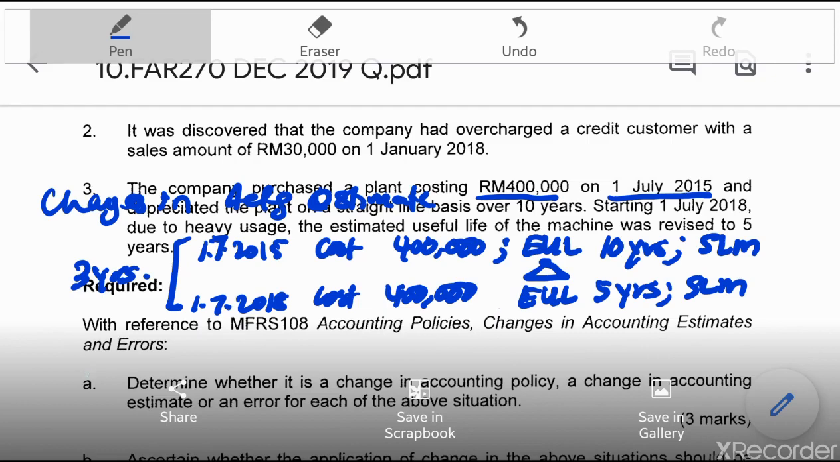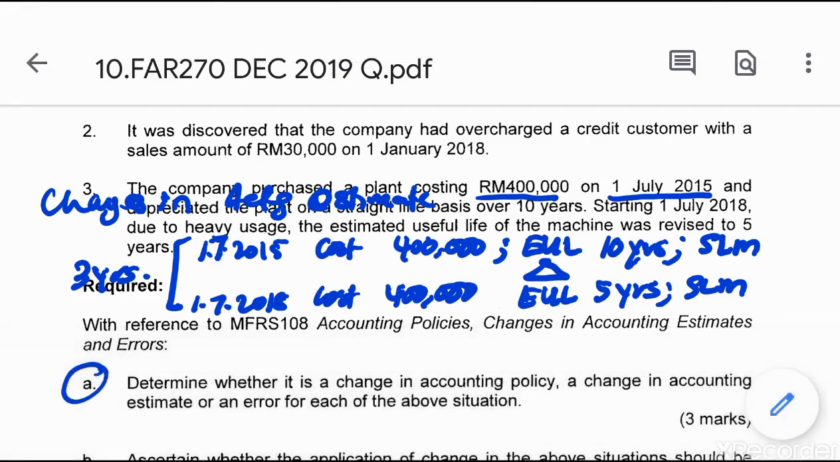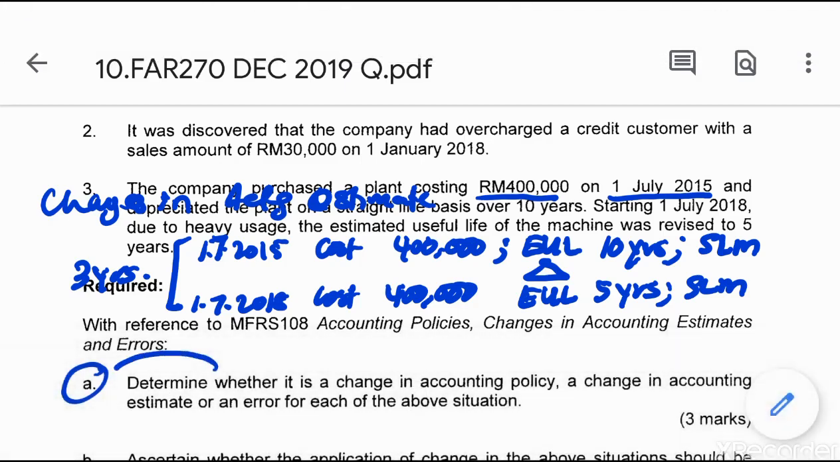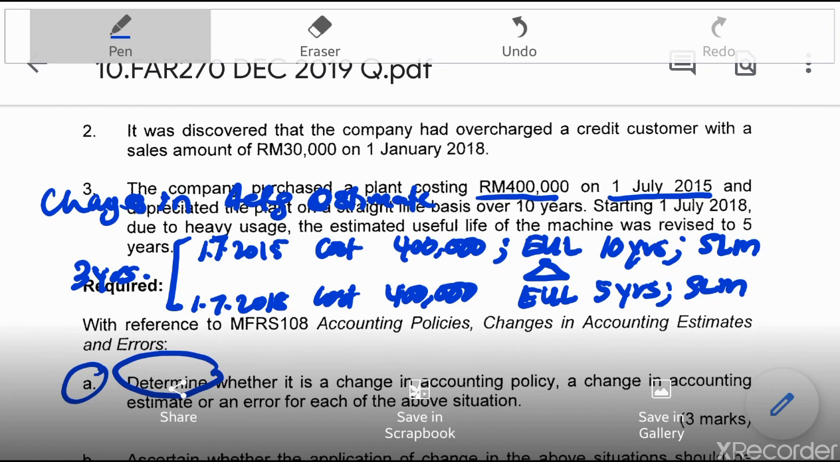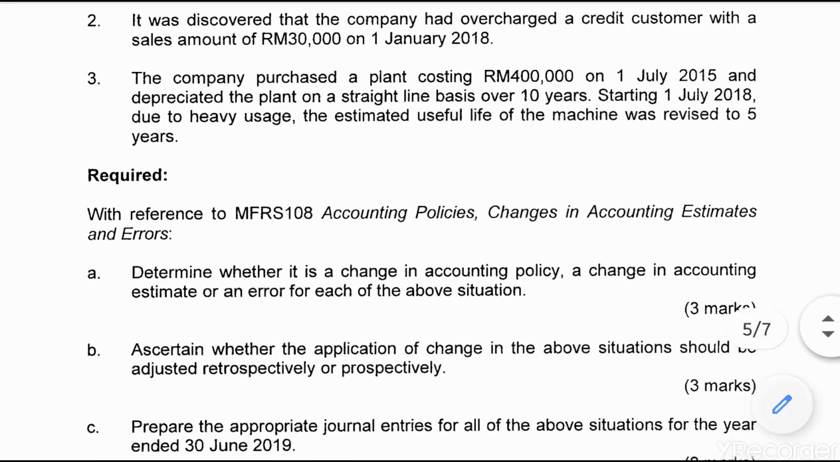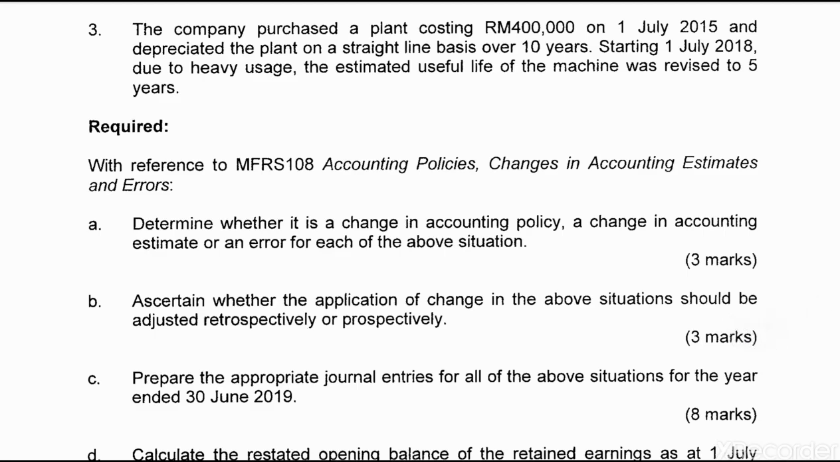So we have already answered part A just now, which is just to state or determine. You don't have to explain. You just need to say the first one is an error in the current period. The second one is an error in the prior period. The third one is changes in accounting estimates. So let's look at the next part, which is asking question B.